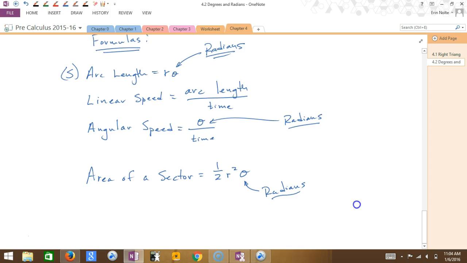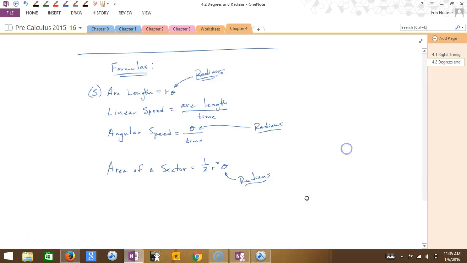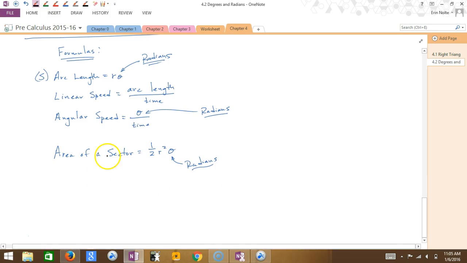Is that squared? One half pi r squared. Squared. That's a 2. Alright, that should get you there.